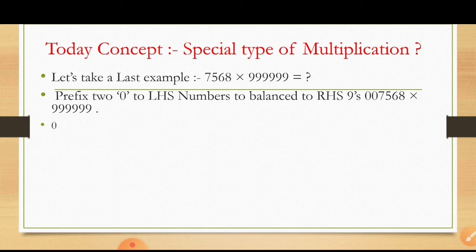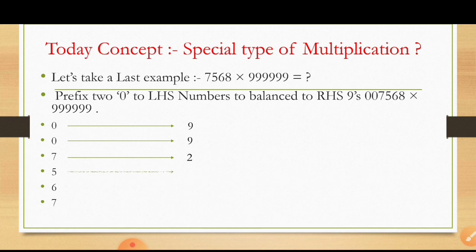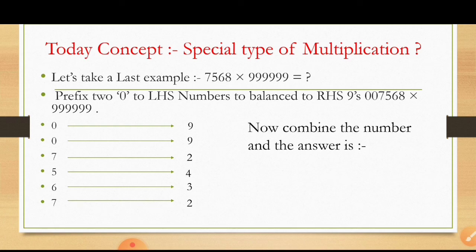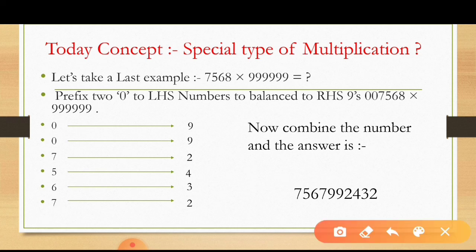Now you have to find your complement. So write in the line 007567, okay, the complement of 007568 is 992432. Now combining all the numbers, your answer comes 007567992432. Means this long number is your answer.